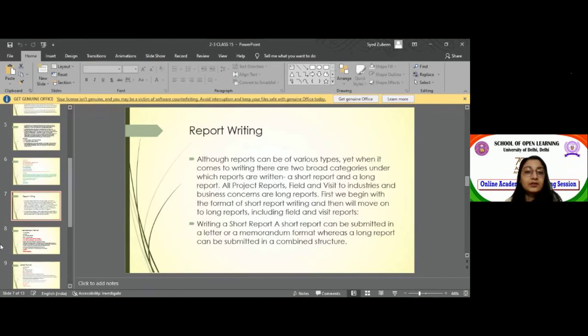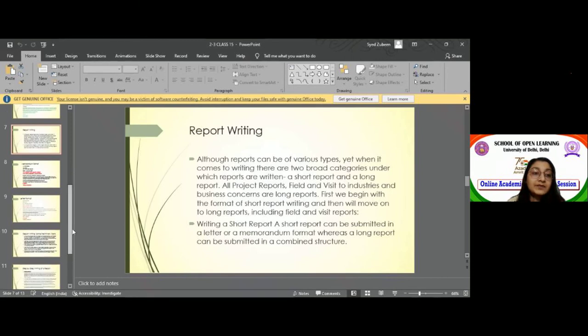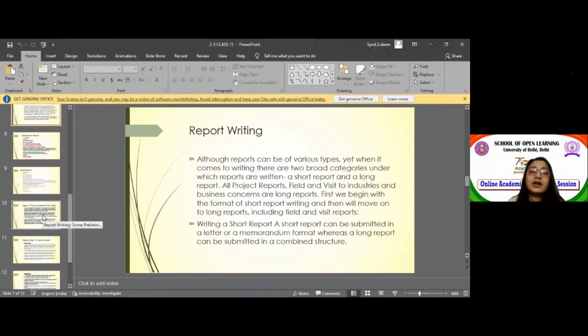So what is report writing? Although reports can be of various types, when it comes to writing, there are two broad categories under which reports are written. The first is a short report, and the second is the long report. All project reports, field visits to industries, or visits concerning businesses are usually written as long reports. So we'll begin with the format of a shorter report, and then we'll move on from there. Writing a shorter report usually follows the letter or the memorandum format. When a longer report is written, we usually combine it, and we also use figures, bar graphs, etc.